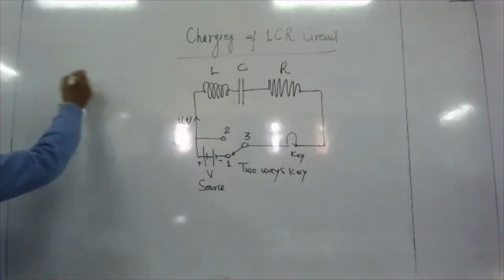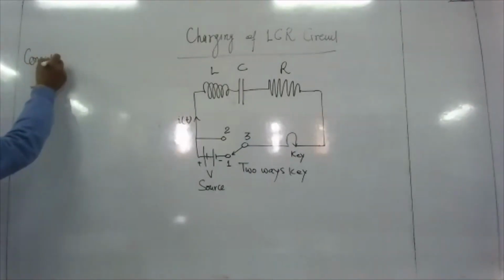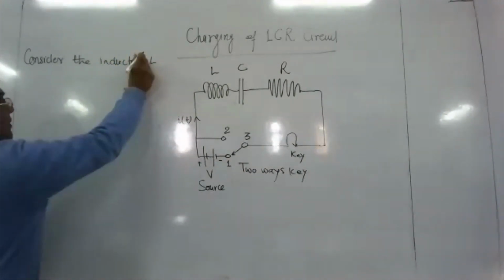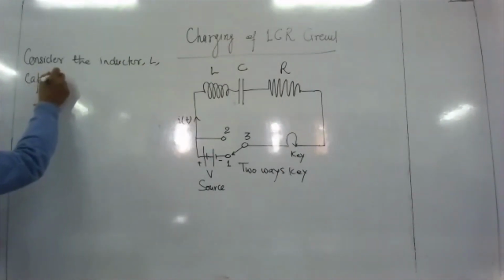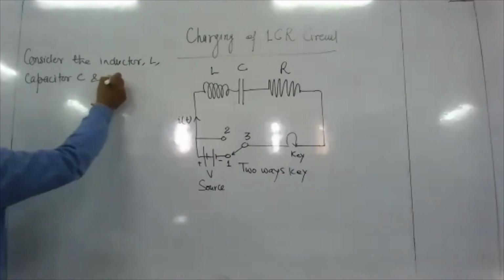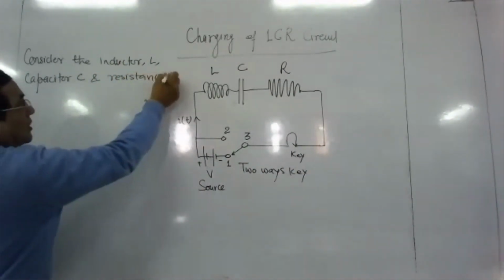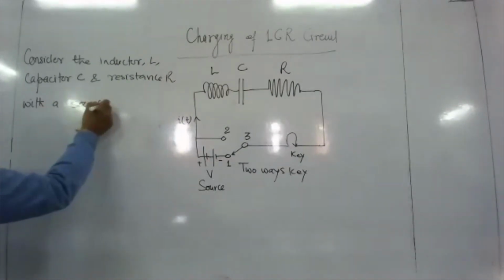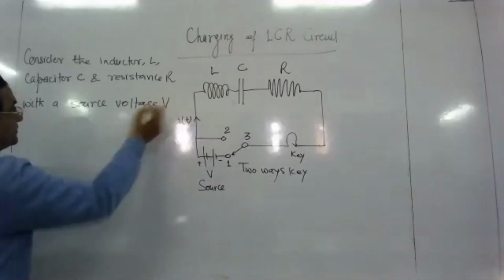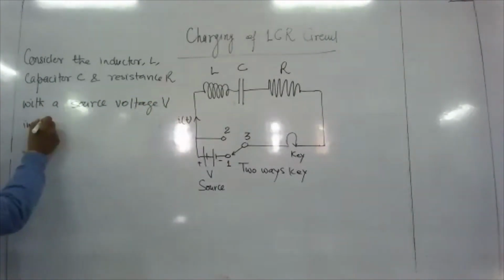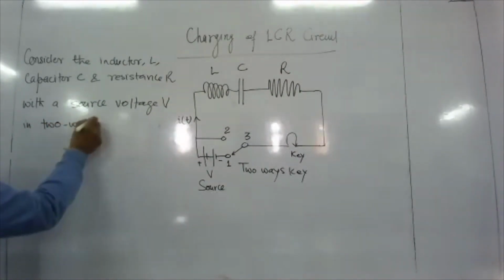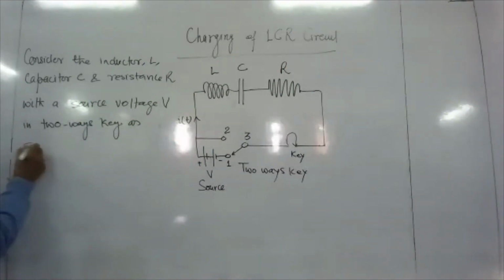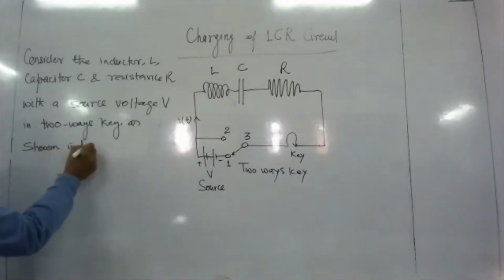So we have the inductor L, capacitor C, and resistance R with a source voltage V in the two-way key, as shown in the figure.